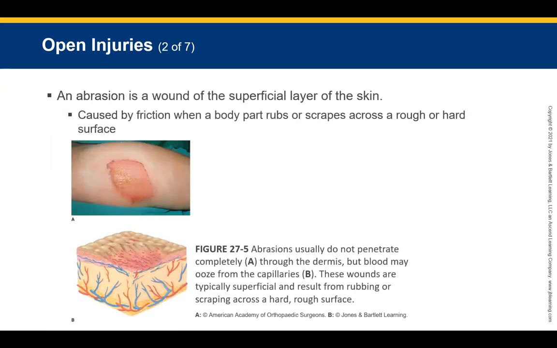All right, on an open injury, there are four types of open soft tissue wounds. We can have an abrasion, a laceration, avulsions, or penetrating injuries. All right, here is an abrasion. An abrasion is a wound of the superficial layer of the skin caused by friction when the body part rubs or scrapes across a rough or hard surface. So here, this can be from a little bike wreck. I refer to abrasions as like carpet burn. Everybody's at least had a carpet burn once in your life, so you know how those feel. It's just removal of the top layer of skin.